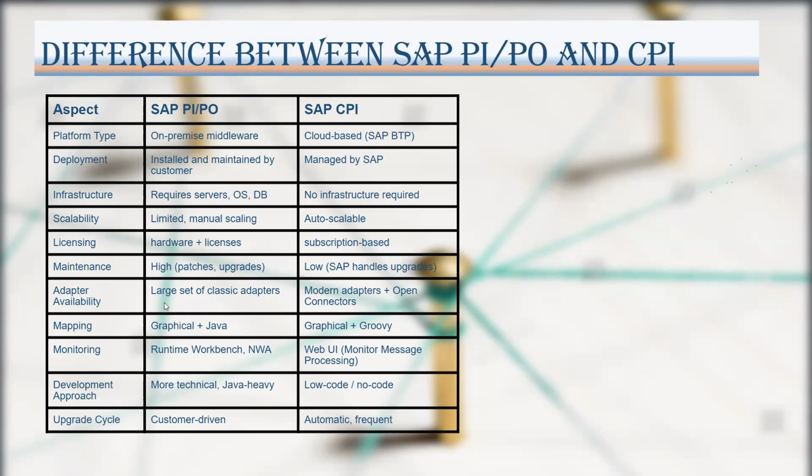The next is mapping. SAP PIPO uses graphical and Java mapping. When it comes to CPI, we use graphical plus Groovy scripting. For monitoring, PIPO uses the runtime workbench in NetWeaver Administrator. So from PIPO to CPI, when it comes to CPI, it's low code, no code.